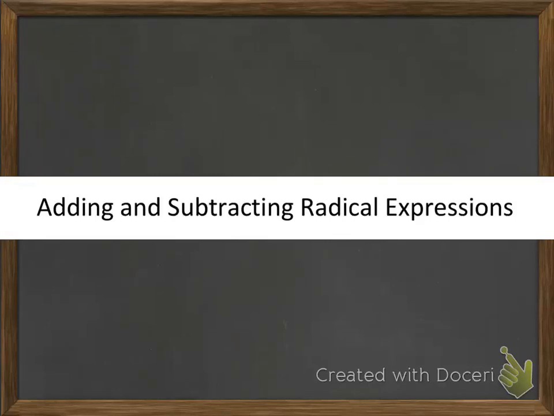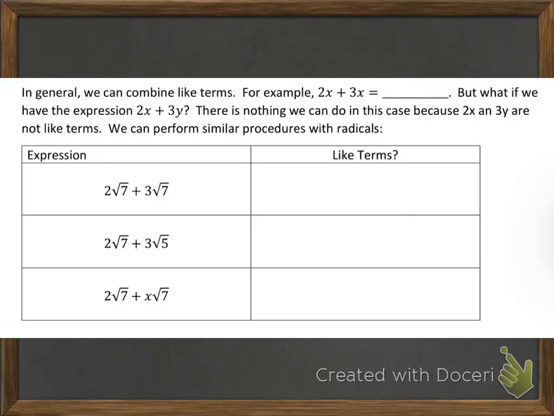Welcome to this video on adding and subtracting radical expressions. Let's begin. In general, we can combine like terms. For example, 2x plus 3x is equal to 5x. But what if we have the expression 2x plus 3y? There's nothing we can do in this case because 2x and 3y are not like terms.